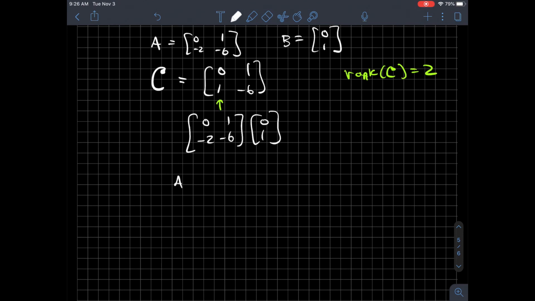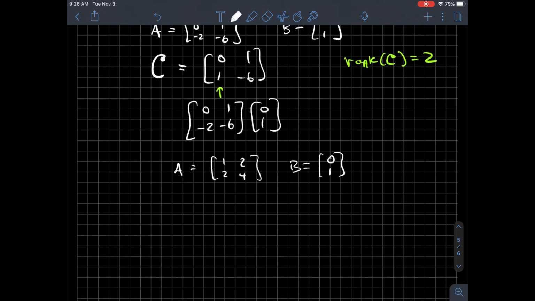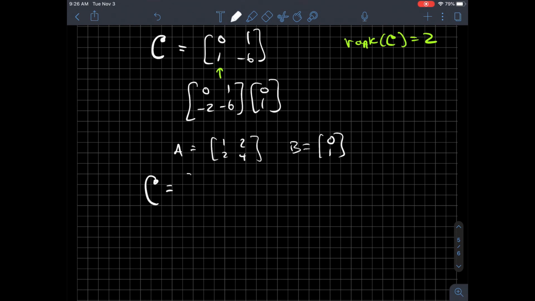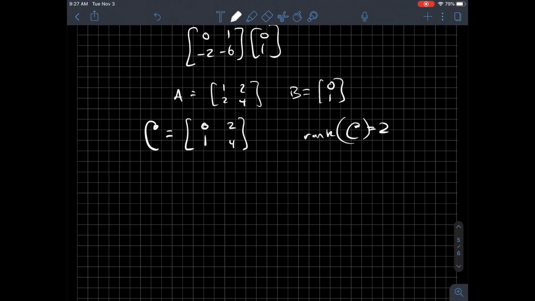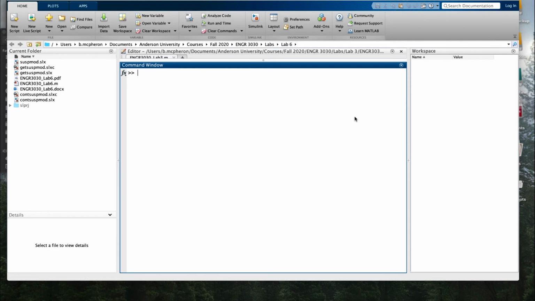Let's try one more. Let's say A is equal to 1, 2, 2, 4, and B is equal to 0, 1. Then the controllability matrix is going to equal 0, 1, and then 2, 4. And again, there's absolutely nothing that I can do to multiply this first column, so the rank of C is equal to 2. Now that I've discussed controllability, let's go try these in MATLAB and wrap it up from there.